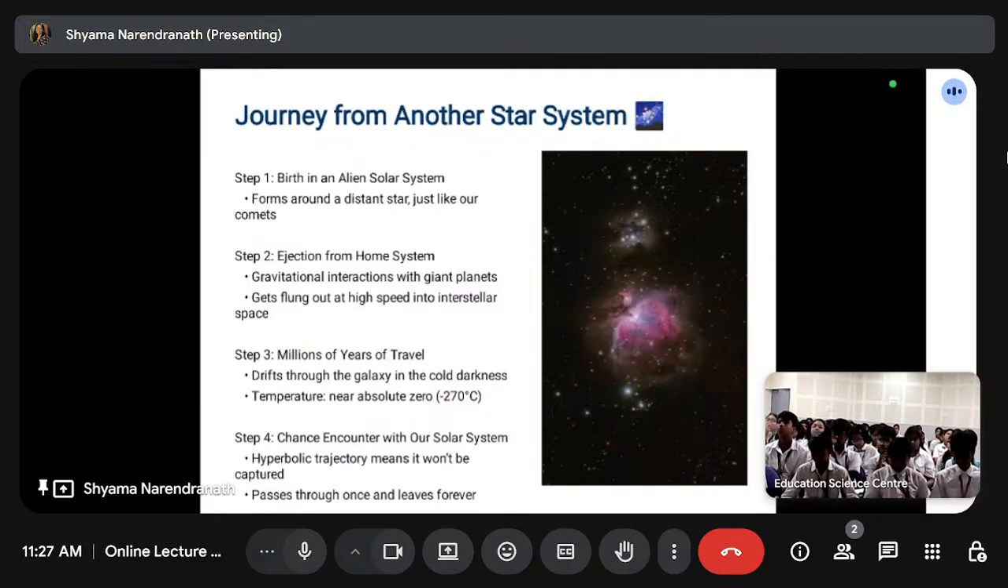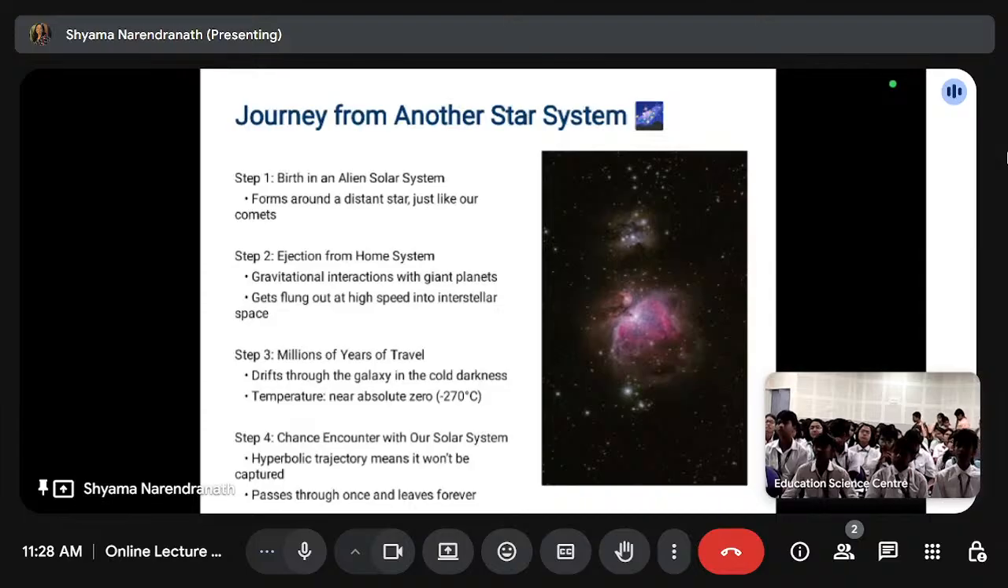How do they come? Obviously, it's born in another solar system, forms around a distant star, just like our comets, and it's somehow got ejected from that system. Could be gravitational interaction with the giant planets. Suppose there is some perturbation that nudges it out with this high velocity. That's how it must have come.